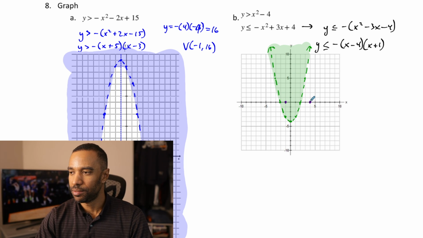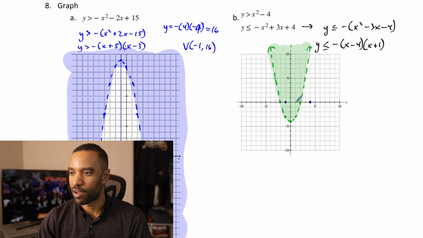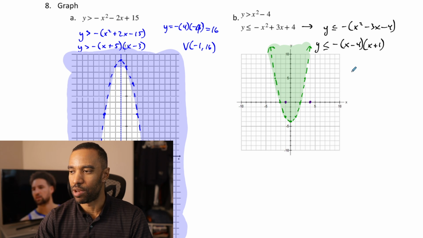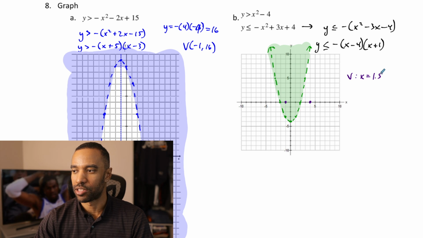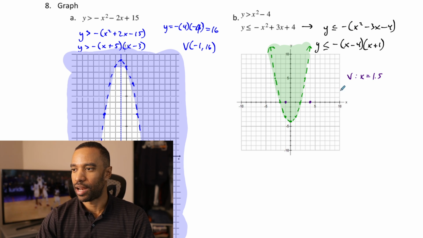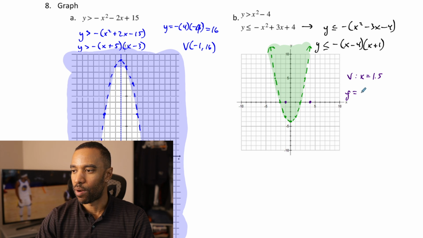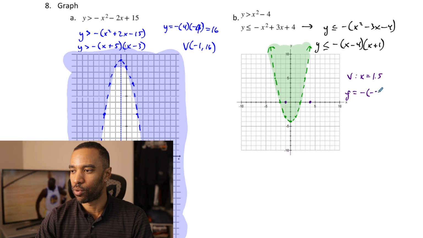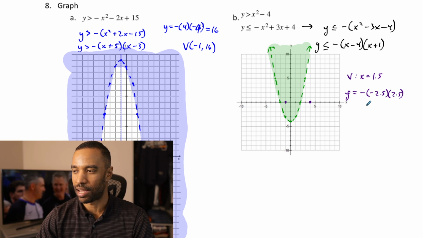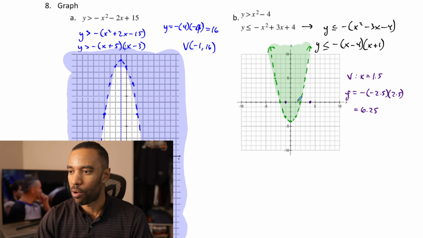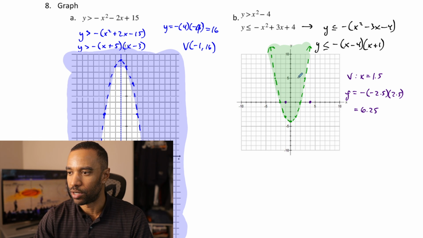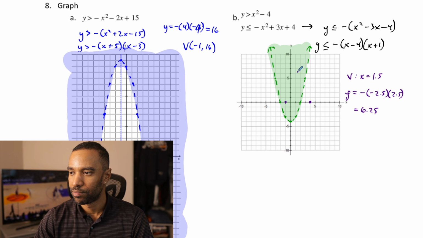Halfway in between is 1, 2, 3, 4, 5. Halfway in between is at x equals 1.5, the vertex x value. And I plug 1.5 into here. I'll get y equals 1.5 minus 4 is negative 2.5. 1.5 plus 1 is positive 2.5. Negative times a negative is a positive, and I get 6.25, 6 1/4. So at 1.5, I go up 6 1/4 right here.